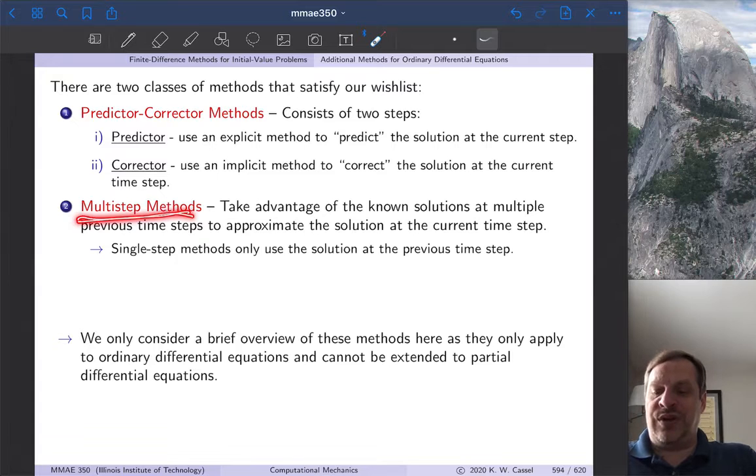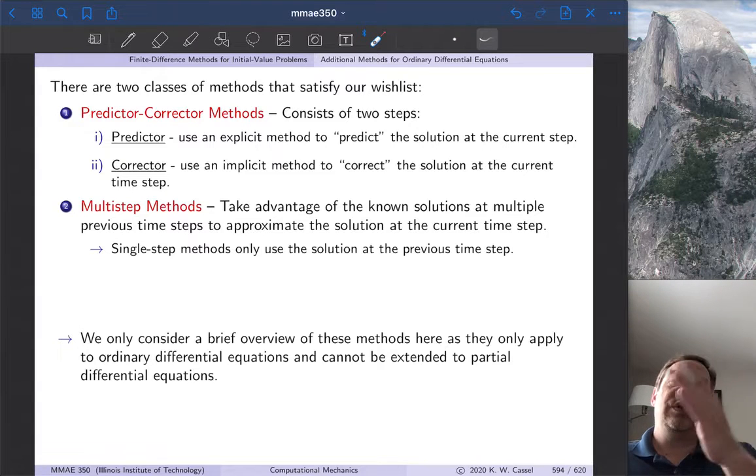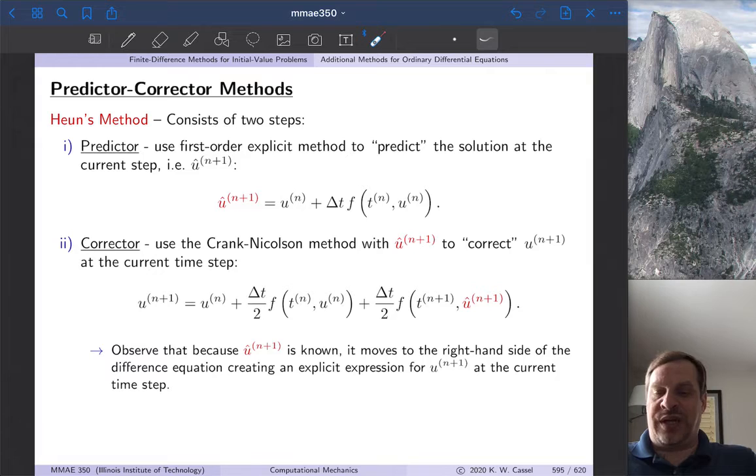Multi-step methods are very different. They take advantage of the fact that we've already computed a number of time steps leading up to the next one that we're calculating. With single-step methods, we only use the solution at the previous time step. Why not use the solution at multiple previous time steps? Those are multi-step methods, and we can take advantage of that to mitigate some of the issues that have arisen in the simpler methods. Again, I'm just going to look at a brief overview of these because they do not extend to PDEs, but they are very important and widely used in the ODE context. The simplest predictor-corrector method is Heun's method, and it builds on two of the techniques that we've already developed.